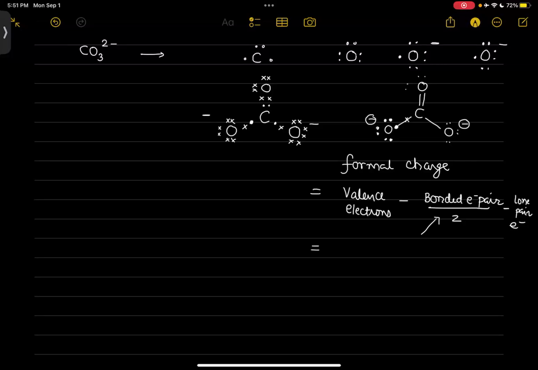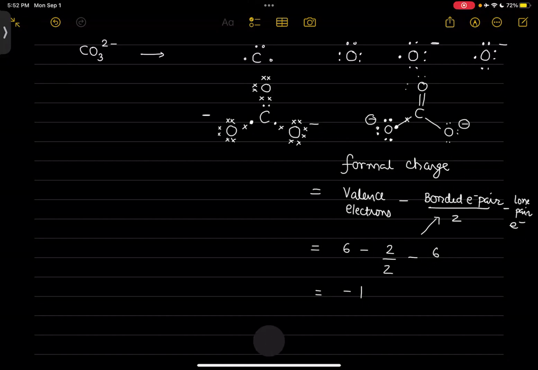So valence electrons on the oxygen are 6, minus bonded electron pair 2 by 2, that is 1, and lone pair electrons are 6. Can you see 6? 3 lone pairs, so 6. Is it clear? So the charge is minus. That's why the oxygen has the negative charge. Valence electrons on the atom, minus half of the bonded electrons, minus lone pair electrons which an atom has, will give you the charge on the atom.